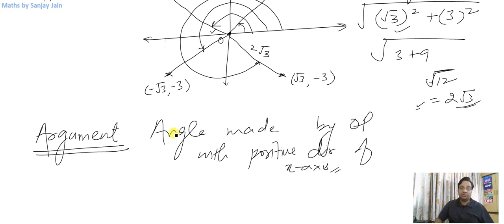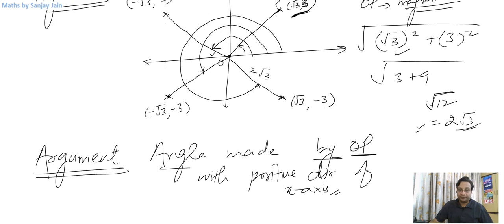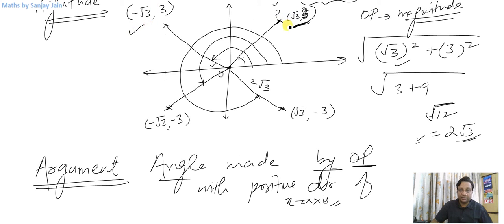But right now you consider this angle made by OP. OP is a line joining the point representing the complex number and the origin. The line OP makes an angle with positive direction of x-axis, so we are calling that angle as argument. So if you see, all of these complex numbers had same magnitude, right? But they have got different arguments, because this point lies in first quadrant, this second quadrant, this in third quadrant, this in fourth quadrant.